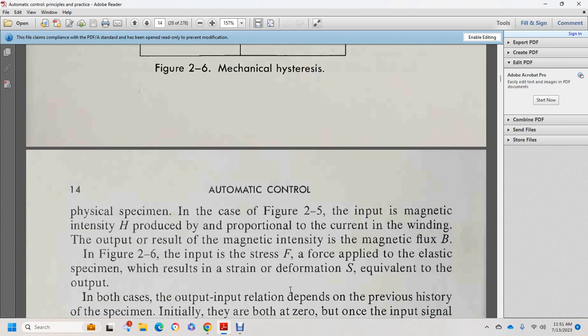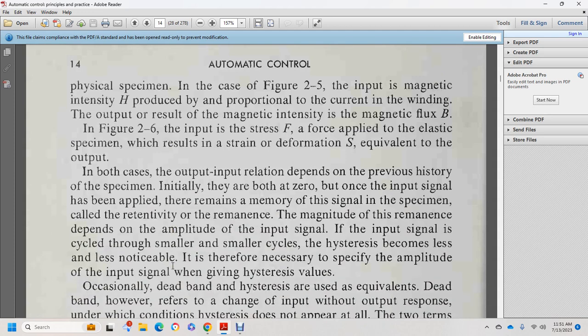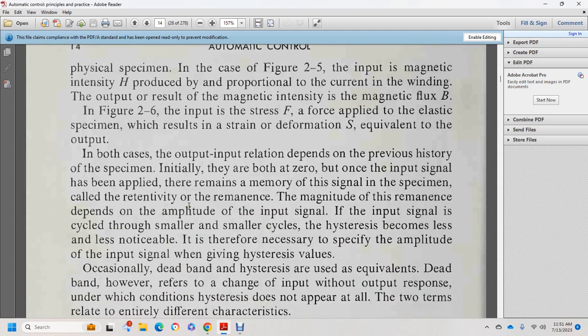Physical specimens, in this case figure 2.5: the input is the magnetic field H, due to the proportional current in the winding, and the output is the resulting magnetic flux density B. In figure 2.6, the input is the stress F, the force applied to the elastic specimen, which results in deformation as the output. In both cases, the output depends on the previous history of the specimen.